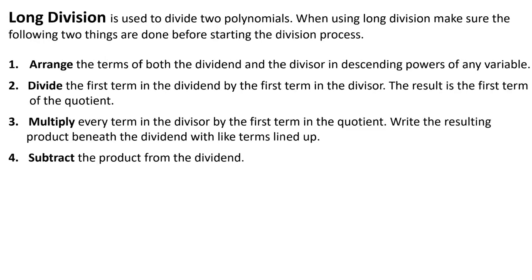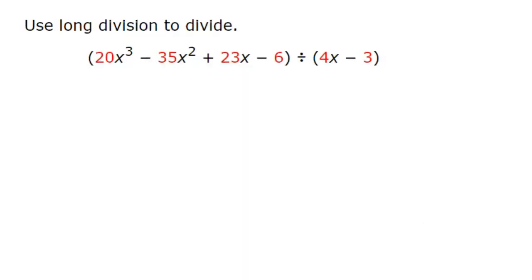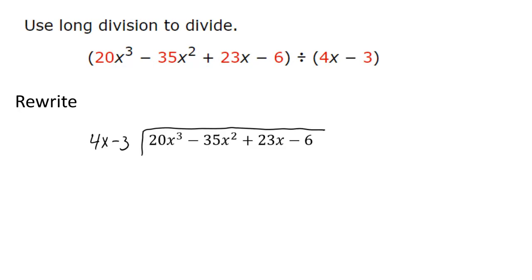I'm going to skip through these since the best way to do it is to actually do the problem. So here we have a polynomial of degree 3, and we want to divide by 4x minus 3. The first thing you want to make sure is that these are in descending order. Here we have 20x cubed, so we have a power of 3, then a power of 2, a power of 1, and then we have our 6. Our divisor is also the same. So we're ready to divide.